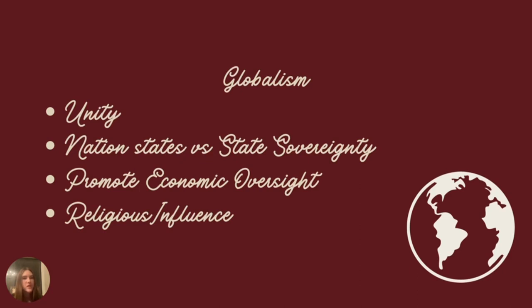And then the first one is globalism, which is basically just the perspective that the world needs to unite under one economic, political, and religious world order. And globalists would say that the boundaries between nation states are insignificant and that the global community is more important than state sovereignty, and therefore this encourages immigration between countries. And globalists promote economic oversight by organizations like the World Trade Organization, the International Monetary Fund, and the World Bank, and they also encourage Christianity's influence on public life.